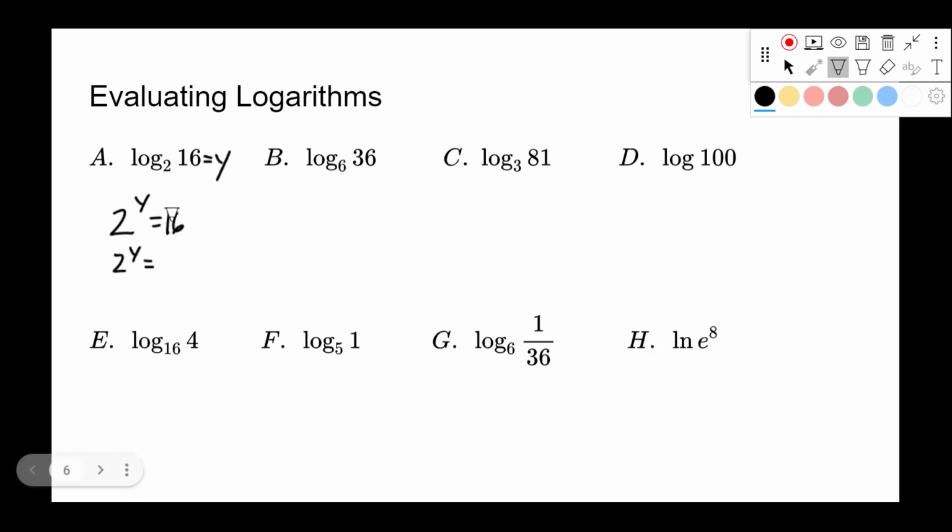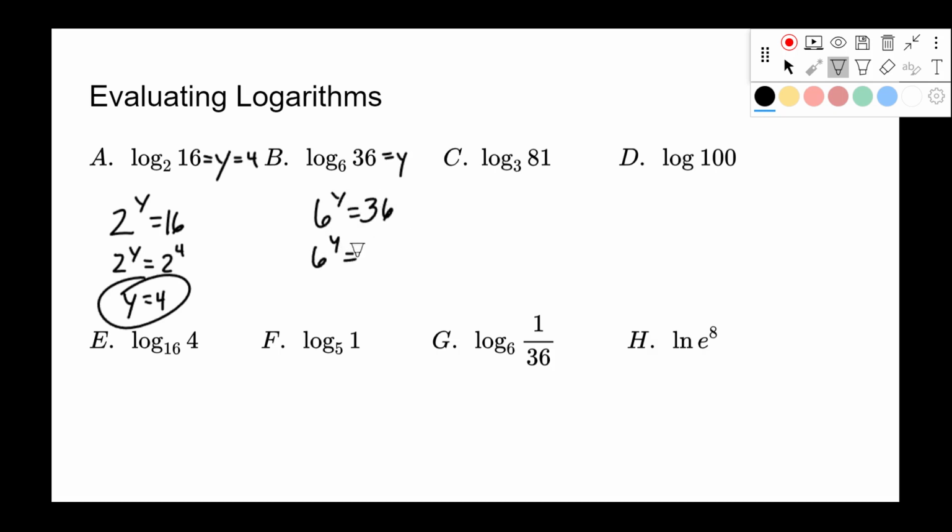So there's a couple ways you can do this. 16 is 2 to the 4th. Well, then y equals 4. So this is 4. Okay. Log of 36 base 6. Again, let's say I don't know what it is. I have no idea how to do this, so I'm going to switch the form. 6 to the y equals 36. 36 is 6 squared. So y equals 2. That's a 2.